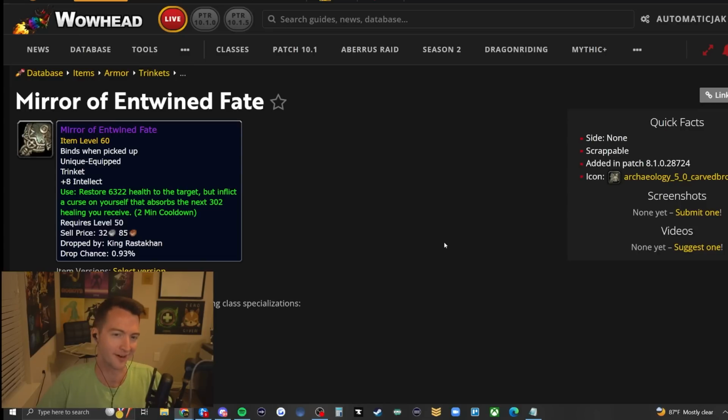Now let's cap off our honorable mentions with these ones that weren't quite in the top seven. Mirror of Entwined Fate. This was a trinket that dropped from Battle for Dazar'alor, middle of BFA. It restores healing to your target, but inflicts a curse upon yourself, absorbing the next healing that you receive. This I particularly like just as a general concept.